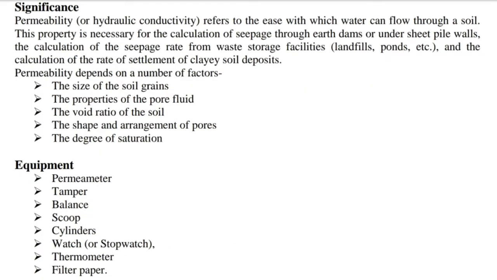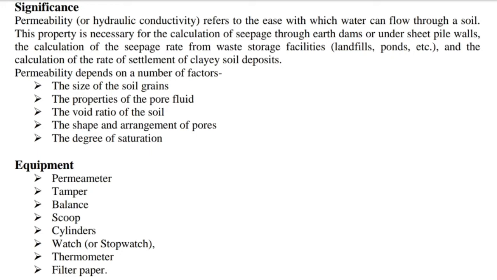Significance. Permeability or hydraulic conductivity refers to the ease with which water can flow through a soil. This property is necessary for the calculation of seepage through earth dams or under sheet pile walls, and the calculation of the seepage rate from waste storage facilities, landfills, ponds, etc. The permeability depends on a number of factors: the size of the soil grains, the properties of the pore fluid, the void ratio of the soil, the shape and arrangement of pores, and the degree of saturation.